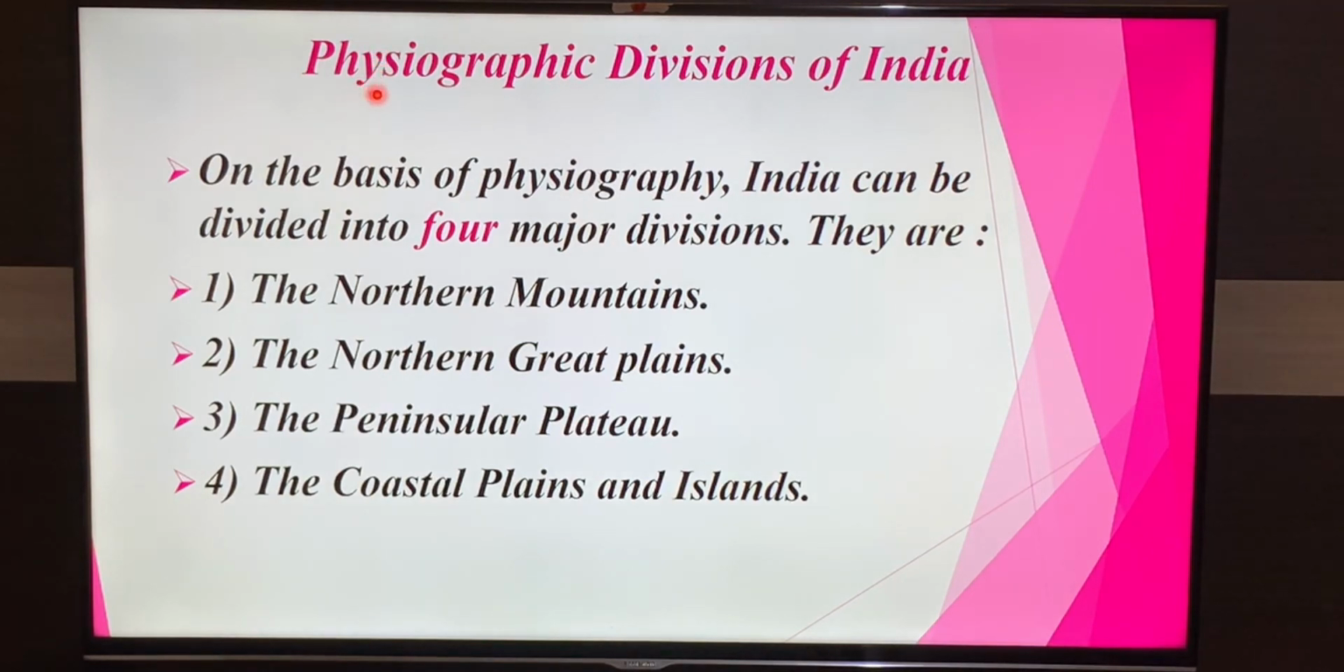We are learning about the physiographic division of India. That means the different types of landform found in India. So there are four types of landform. The first one is Northern Mountain. The second one, Northern Great Plains, then Peninsula Plateau, Coastal Plains and Islands. These are the four physiographic divisions of India.